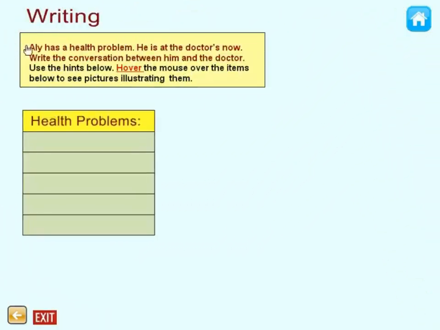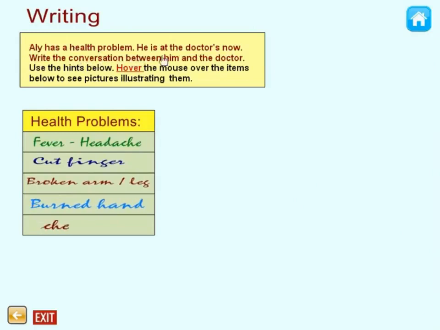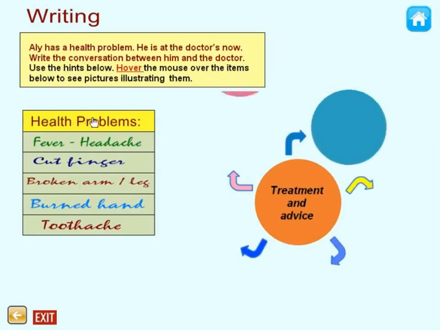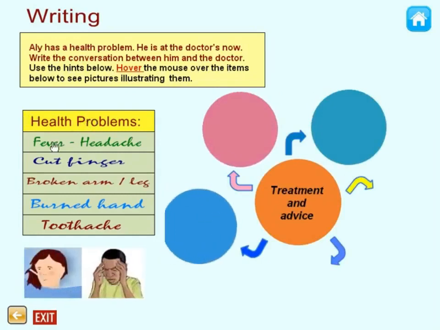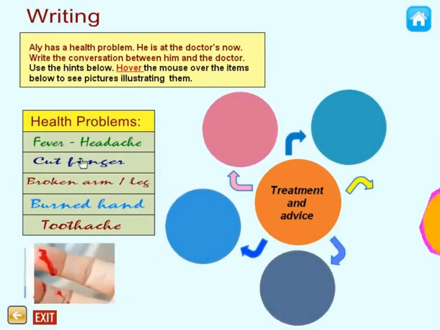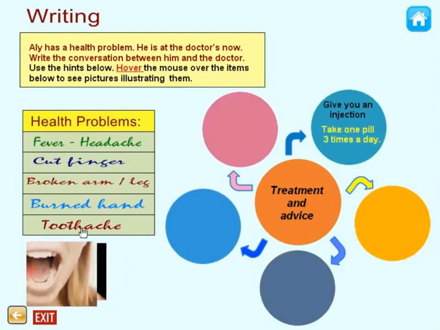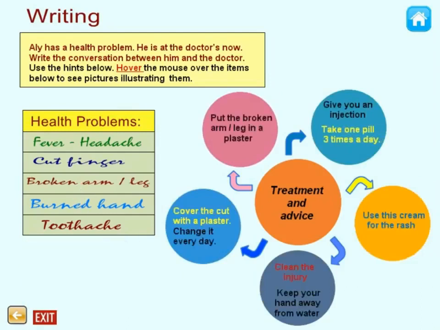We move now to the writing task. Ali has a health problem. He is at the doctor's now. Write the conversation between him and the doctor. Hover the mouse over the items below to see pictures illustrating them. Let's read the hints together. We start by health problems. We have fever, headache, cut finger, broken arm or leg, burned hand, and toothache.